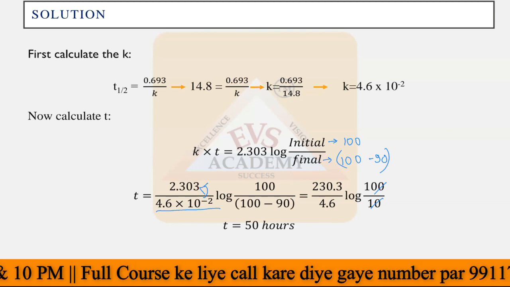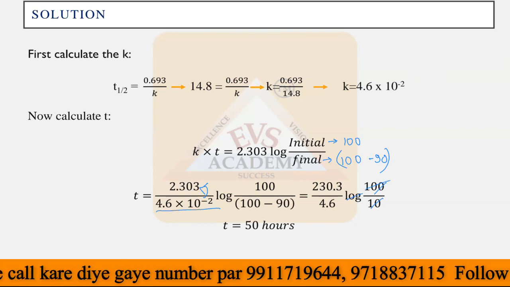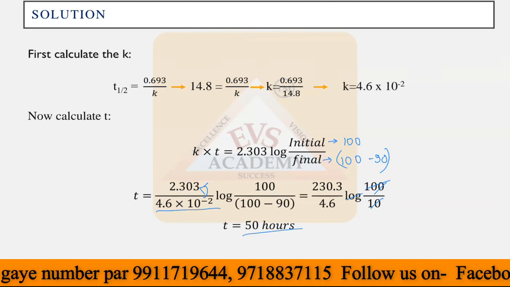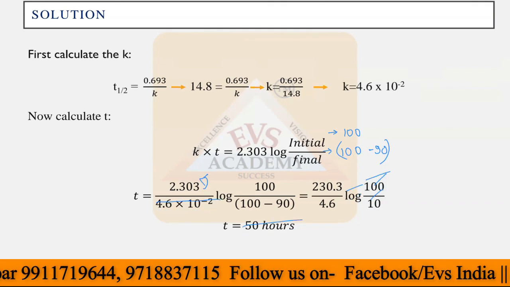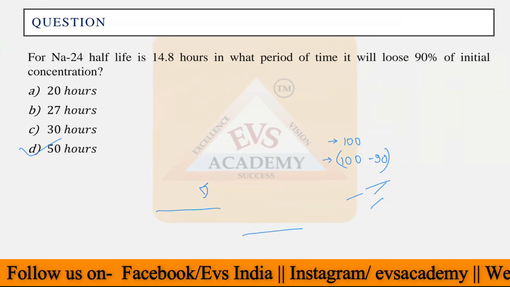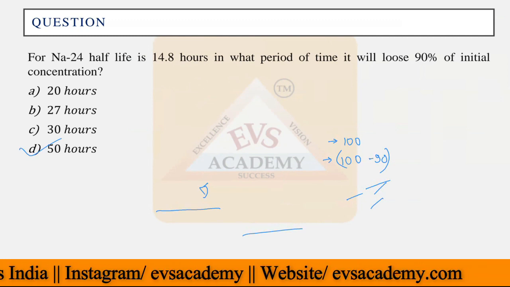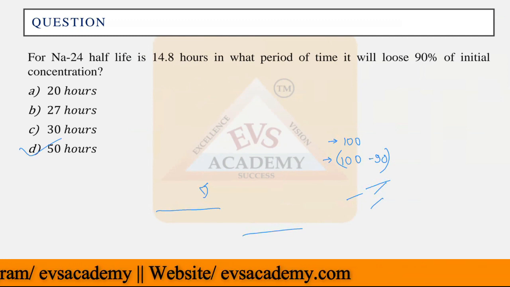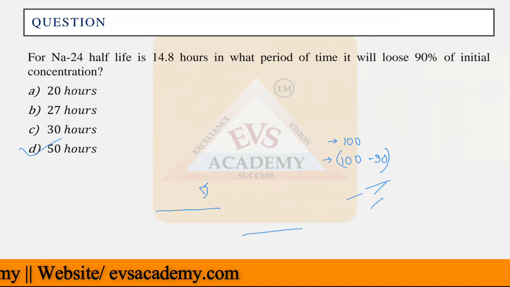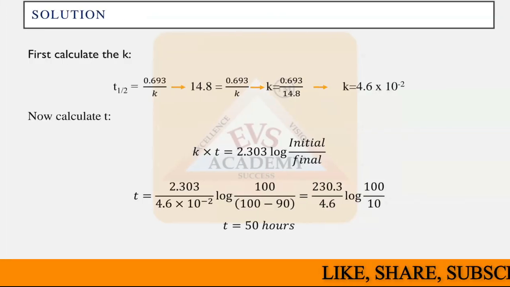Log 10 is equal to 1. So 230 divided by 4.6 is approximately 50 hours. So you can see in the options, 50 hours is the right answer. I hope this is clear to you. These are very basic calculations. You only have to remember the formula, and you can easily calculate any amount or time requirement for any reaction. So I hope this is clear to you.